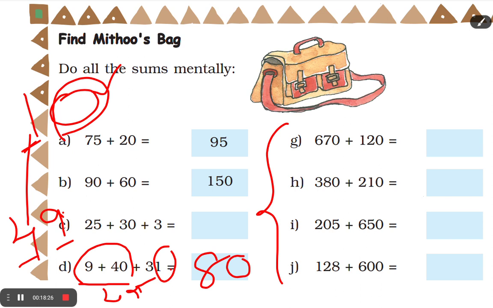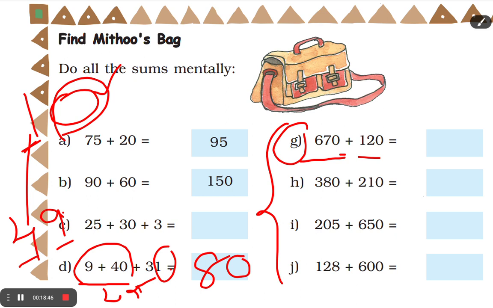Can I tell you about this question G? See here. Read the question first and try to understand what you have to do. That is more important. So what is here? 670 plus 120. No need to write one below the other. Using this way also we can do it.